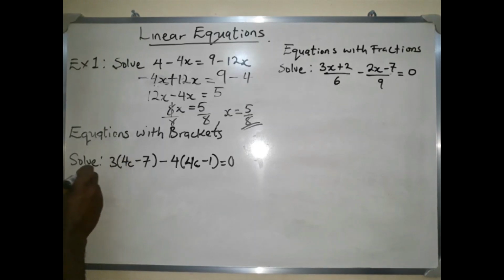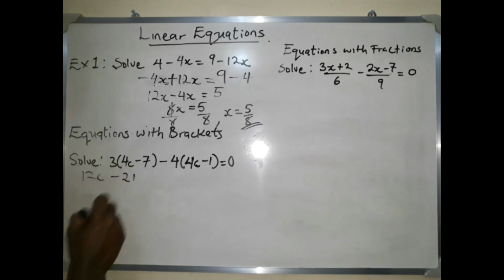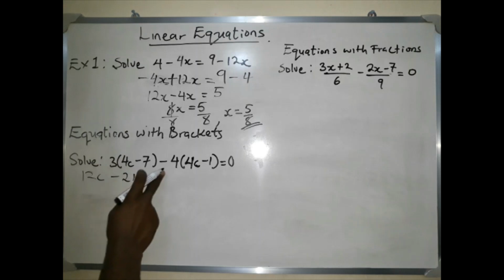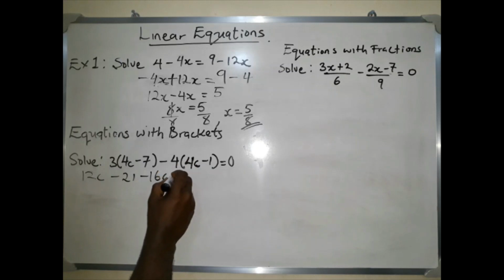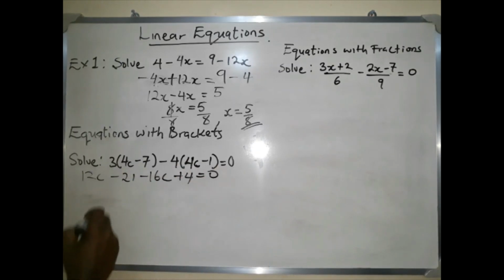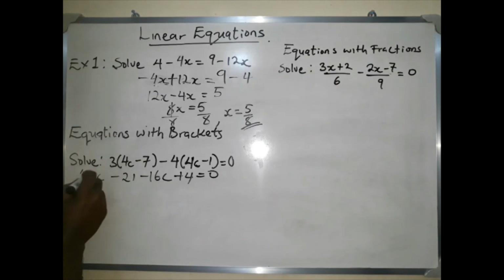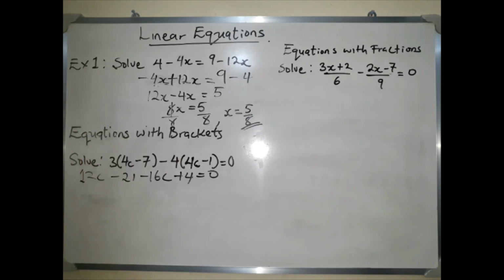So 3 times 4c will give you 12c. 3 times minus 7 is minus 21. Then minus 4 times 4c is minus 16c. Minus 4 times minus 1 is plus 4, equal to 0. So now what we've done is we have removed the brackets by multiplying each number outside the bracket by what is inside the brackets.